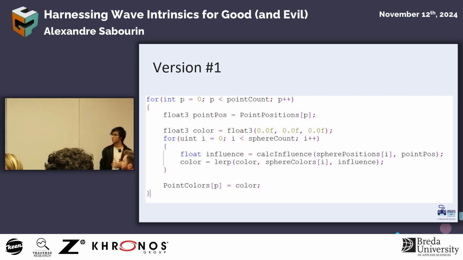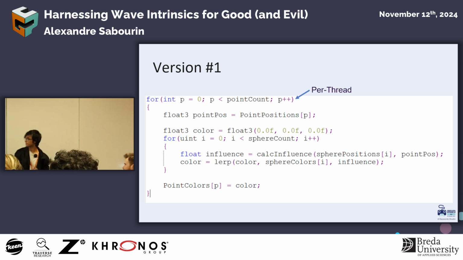First, I think it's important for us to look at the algorithm that I've just described. Here, as you can see, we're iterating through each point, and then for each point, we iterate through each sphere, calculate its influence, and then do a linear interpolation based on our sphere's influence. You can see here that we have a loop dependency with our color value as we continue to process it at each iteration.